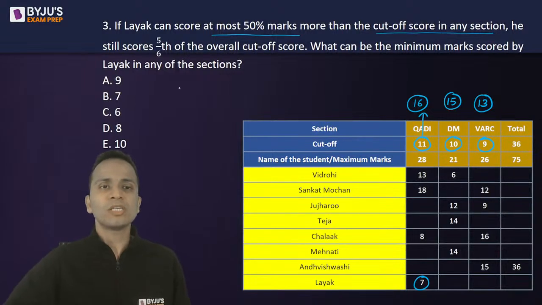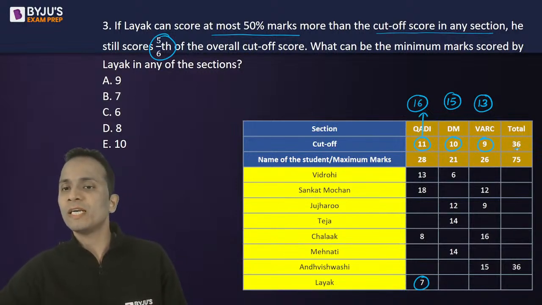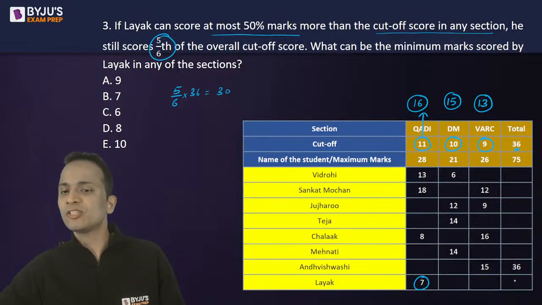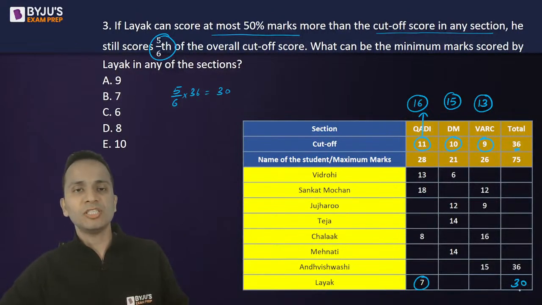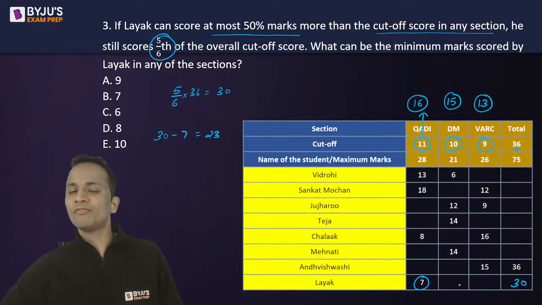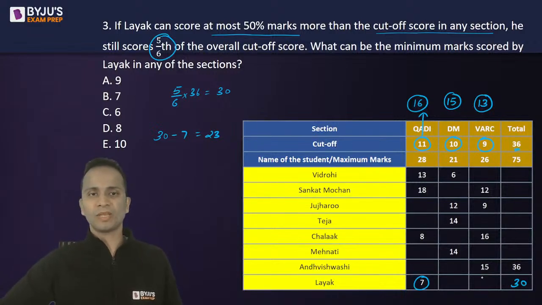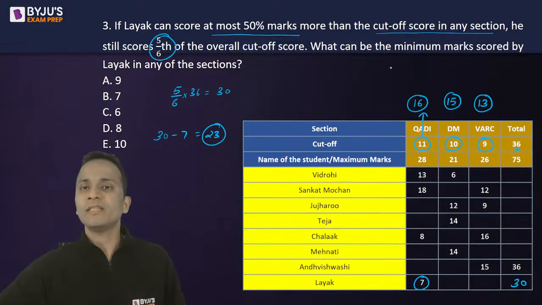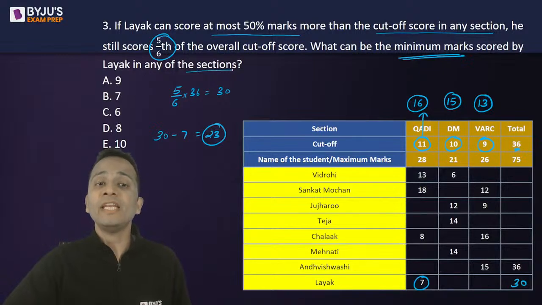Also, he scores 5 by 6 of the overall cutoff score. Overall cutoff score is 36. So 5 by 6 of 36 is equal to 30. So the total marks that he has scored is 30. I have mentioned it in the table. All right. Now 7 he has already scored in QADI. So 30 minus 7, that is equal to 23, should be the sum of the remaining two sections. Now the sum is 23 for the remaining two sections, and I'll calculate the minimum marks scored by Layak in any of the sections.